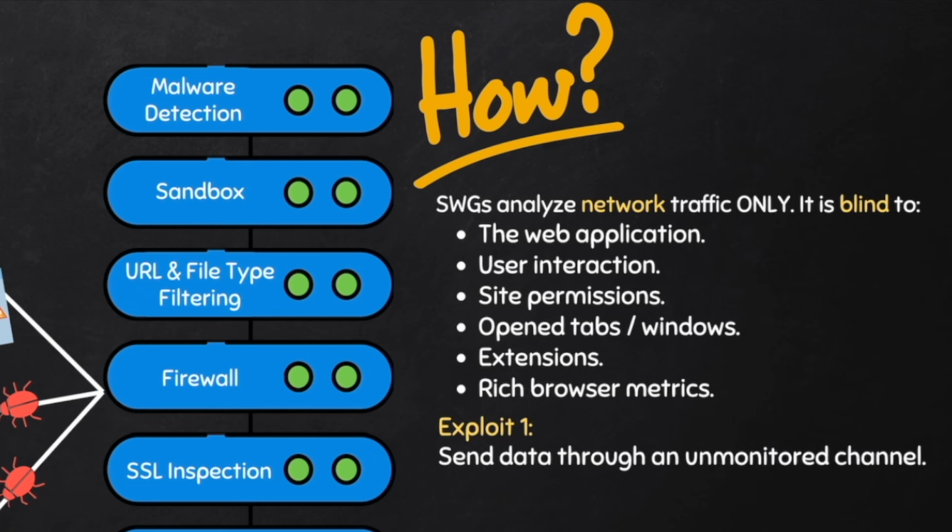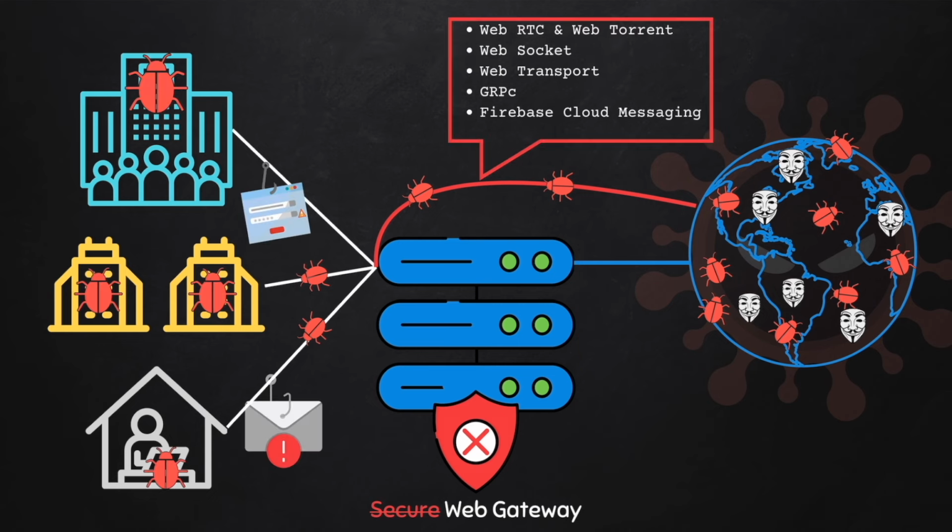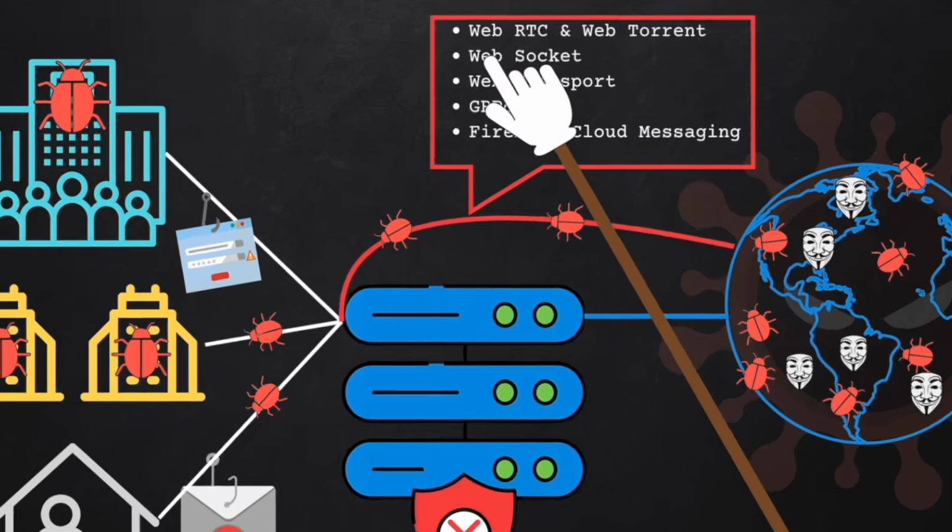The first exploit is to send data through an unmonitored channel, somewhere that the secure web gateway is blind to. So instead of sending the malware through a channel that the secure web gateway is monitoring, hackers can send malware through another channel that the secure web gateway is completely blind to, and as a result, compromise the organization or the employees.